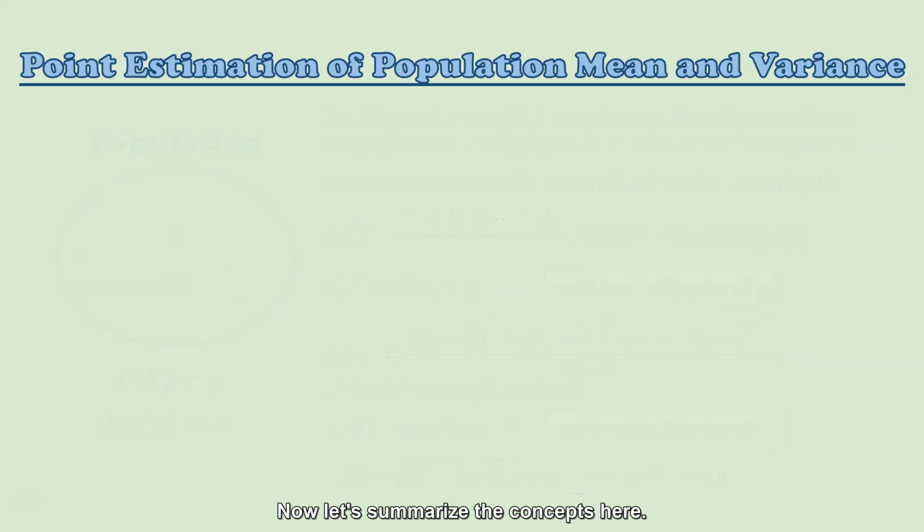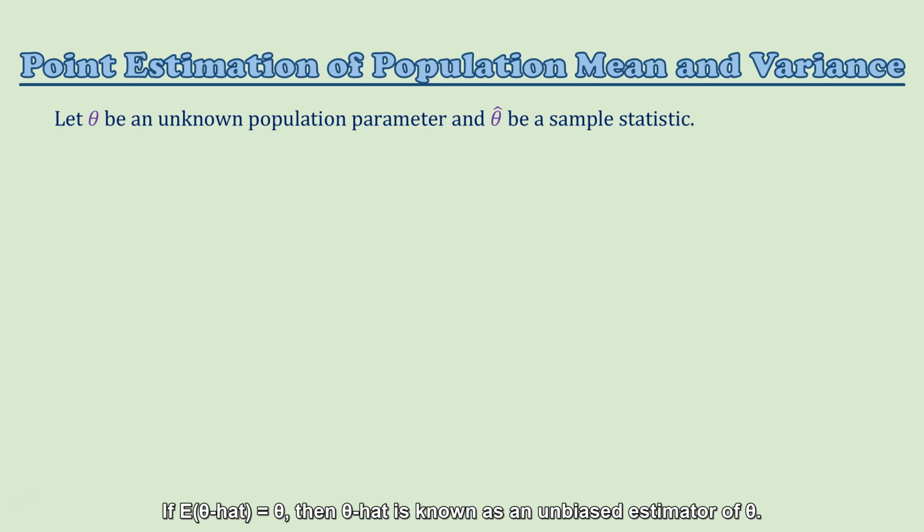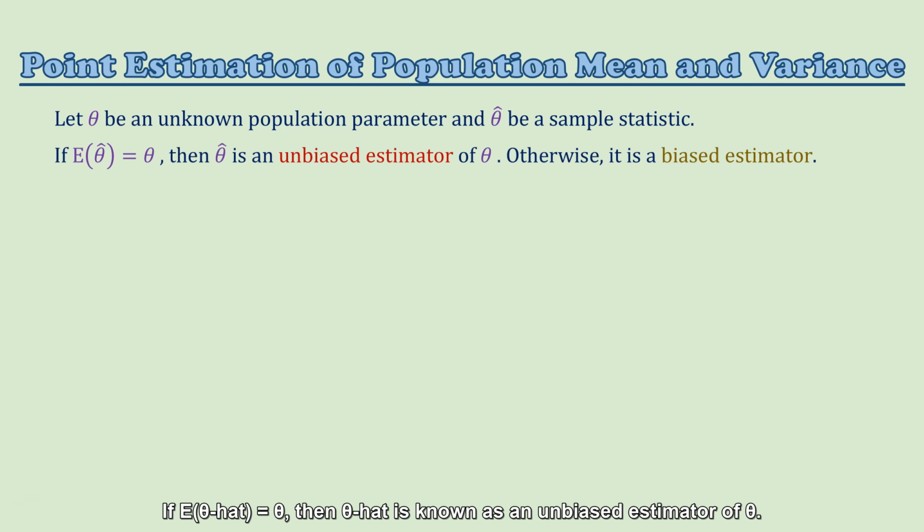Now let's summarize the concepts here. Suppose theta is an unknown population parameter and theta hat is a sample statistic. If the expectation of theta hat is equal to theta, then theta hat is known as an unbiased estimator of theta. Otherwise, this sample statistic is a biased estimator.